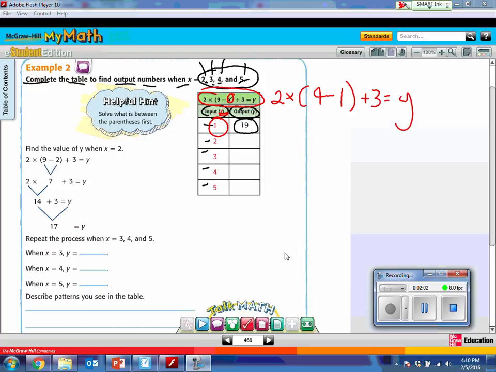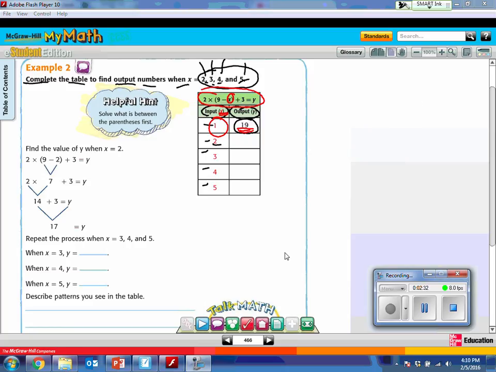So now what we have to do is solve for what we see right here. 9 minus 1 equals 8. Now I have 2 times 8 plus 3. Order of operations, we have to do 2 times 8 equals 16, plus 3 equals 19. So that is how they got 19. Now that seems like a lot of work, but I promise you it's really not that bad. Let's try another one, and I'll slow it down just a little bit.